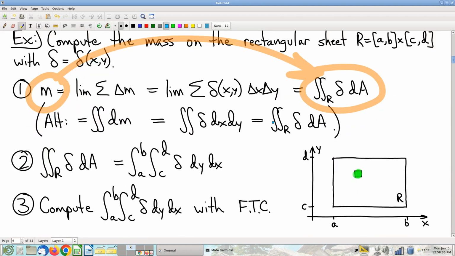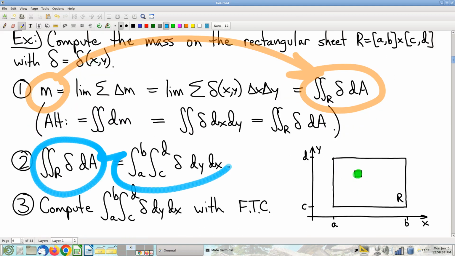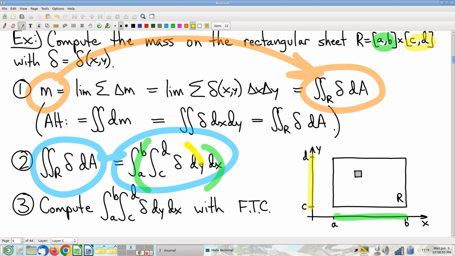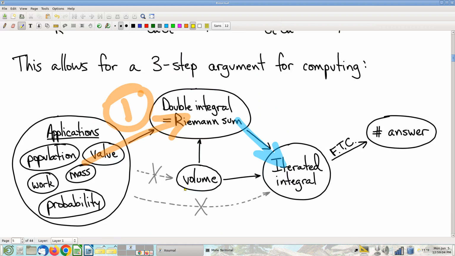All right, step two is to observe that double integrals are iterated integrals. This part's easy. The double integral I just wrote down is this iterated integral. And the bounds are pretty easy to argue. A to b tells you the range of values of x, so x goes from a to b. And likewise, y goes from c to d, so y bounds are c to d. Everybody good? So that's what I call phase two of the argument.